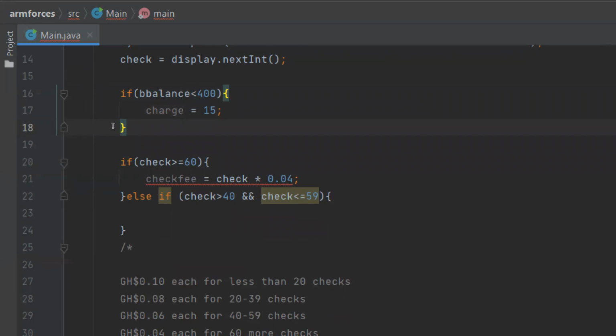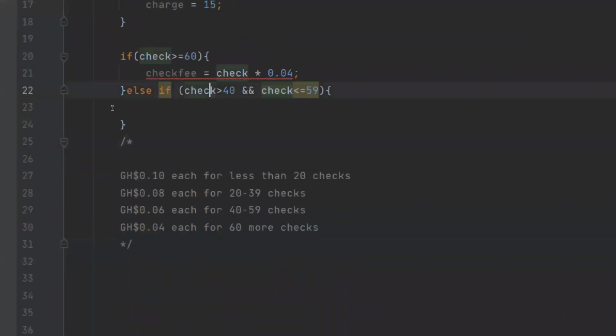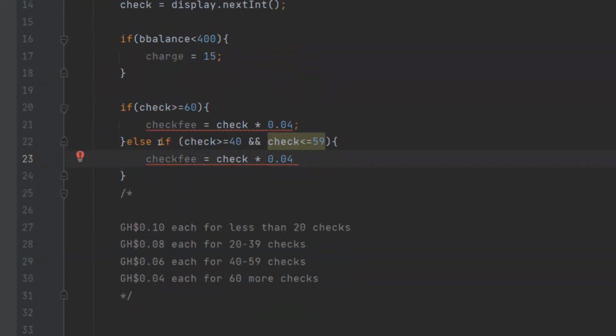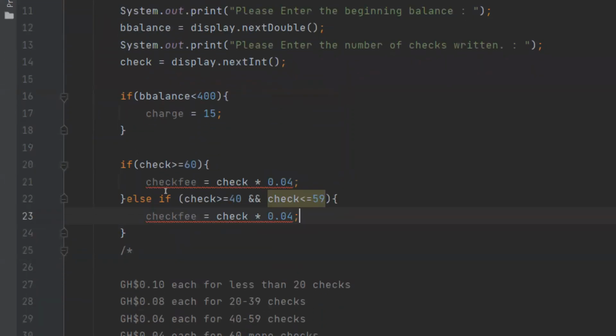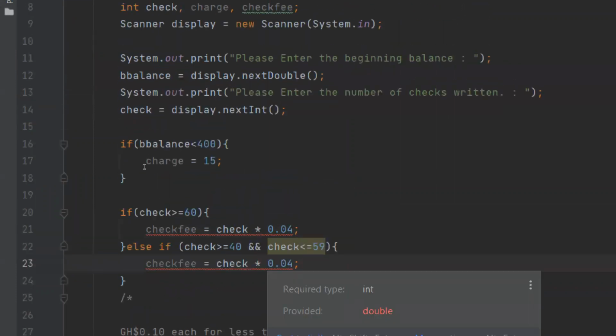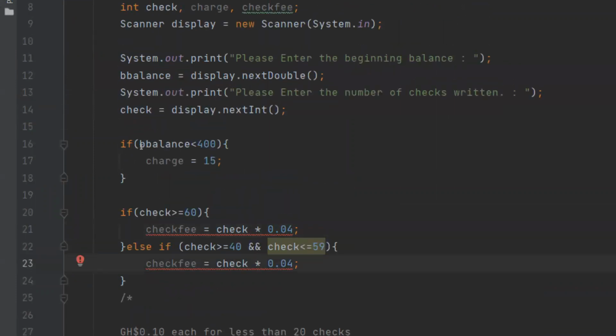You're welcome. So over here, I'm checking to see if the check is above or equal to 40, and the check is below or equal to 59, then that means that we can write the following, that the check fee is going to be that. Now, who can tell me why these 2 things are underlined?